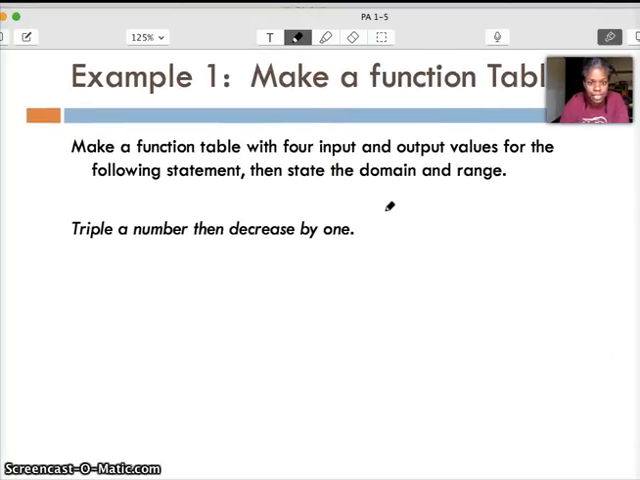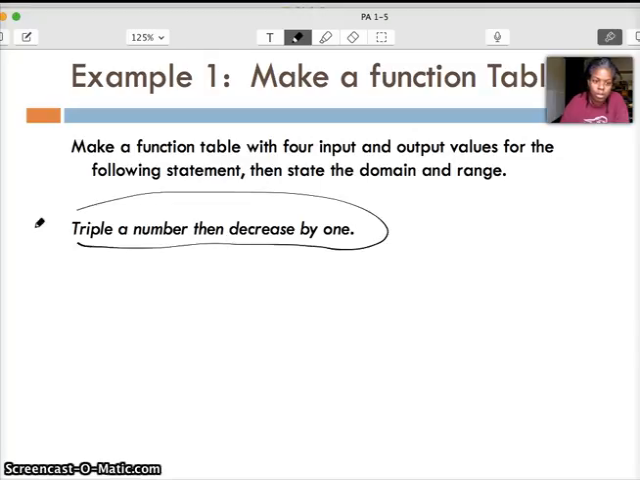So our first example, example 1, we're going to make a function table. Make a function table with 4 input and output values for the following statement, then state the domain and range. So here is our statement. Our statement is going to be our rule. Triple a number, then decrease by 1. I think I can do that.